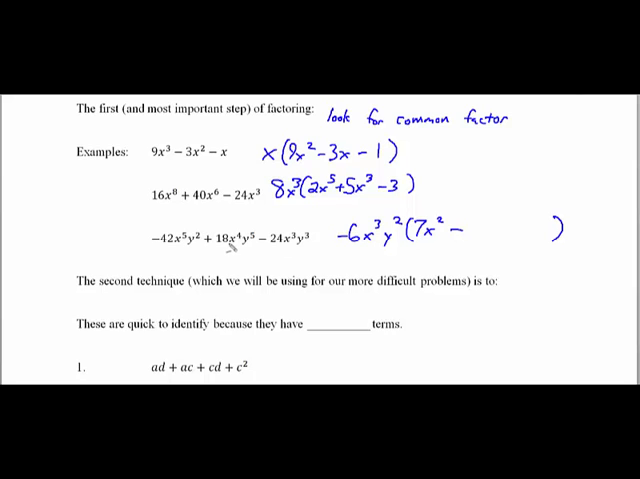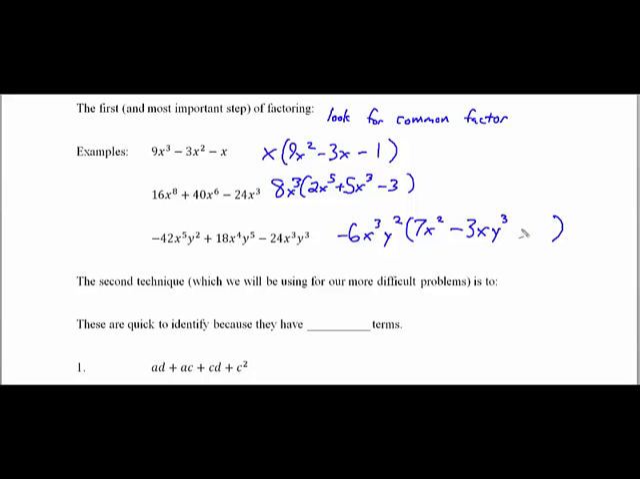I'm going to divide the 18 by the negative 6, and that gives me a negative 3. And let's see, I have x to the 4th divided by x cubed, which is x, and then I have y to the 5th divided by y squared, which is y cubed.